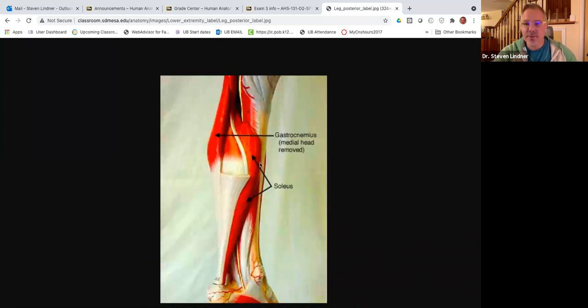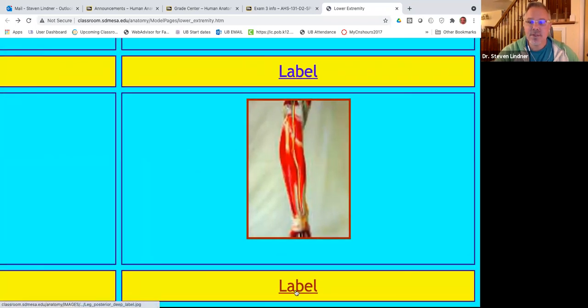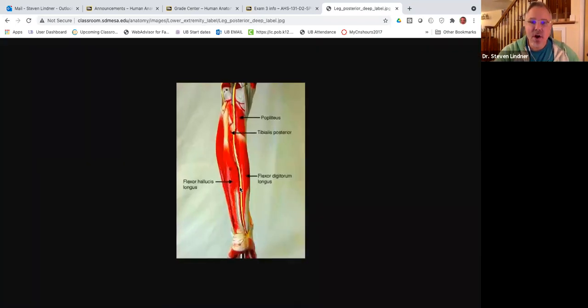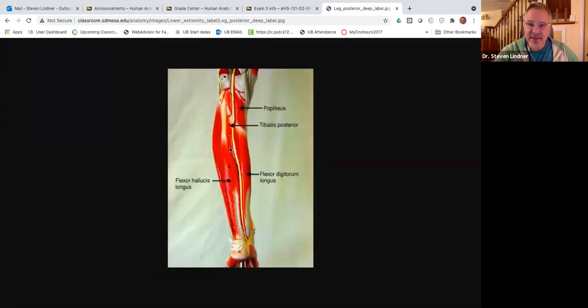Now what we're going to do is we're going to peel away these three superficial muscles, the gastrocnemius, the soleus, and the plantaris, and we're going to see what's deep to them. Okay, so let's do that. What's deep to those are these muscles. So this is the posterior leg. It looks a little bit different without the gastrocs and the soleus and the plantaris.